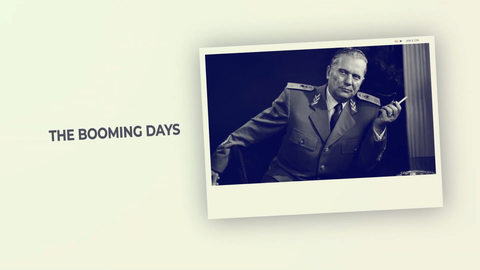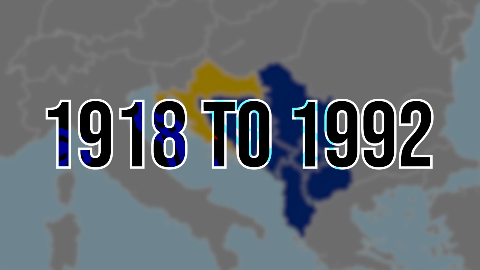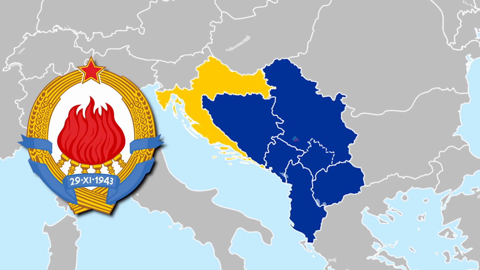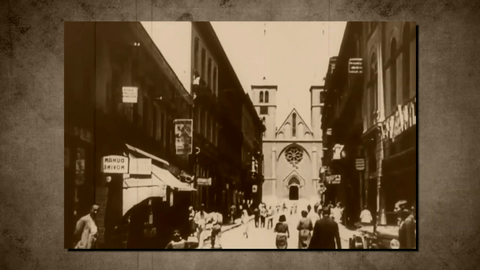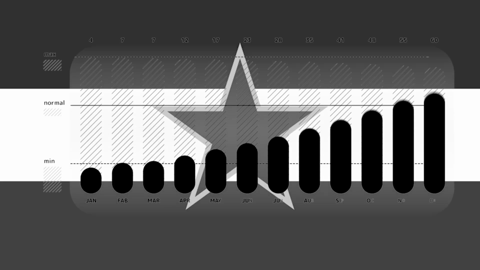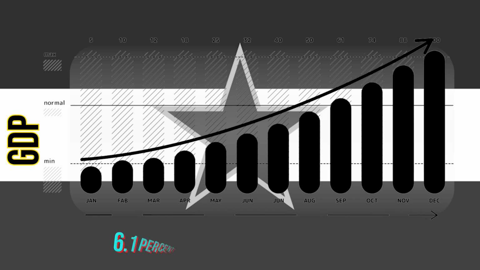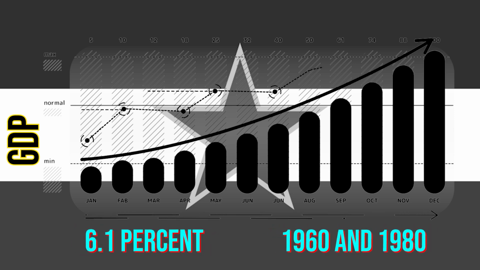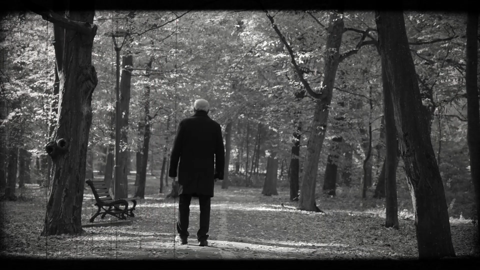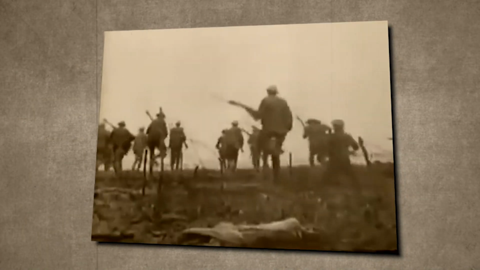The booming days. From 1918 to 1992, Yugoslavia was a multi-ethnic state in southeastern Europe known as the Balkans. It was a regional industrial force and an economic success before it fell apart. Yugoslavia's annual GDP growth averaged 6.1% between 1960 and 1980, while medical care was completely free and literacy rate was 91%, with a life expectancy of 72 years. On top of all this, Yugoslavia's armed forces were among one of the best equipped in Europe.